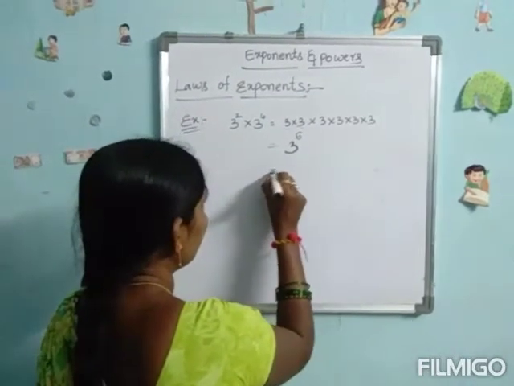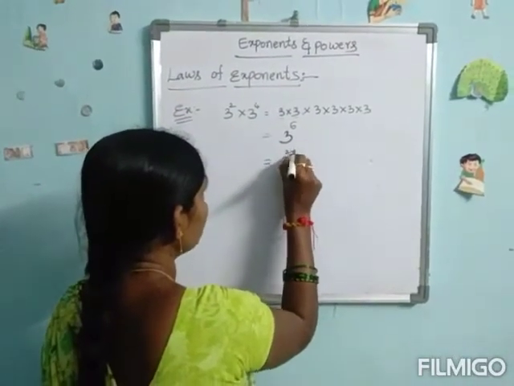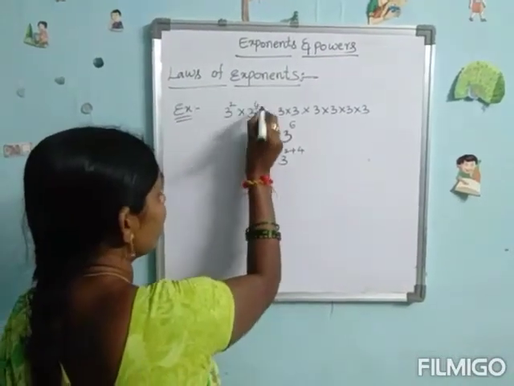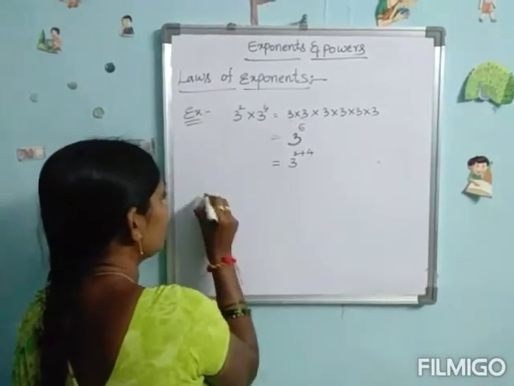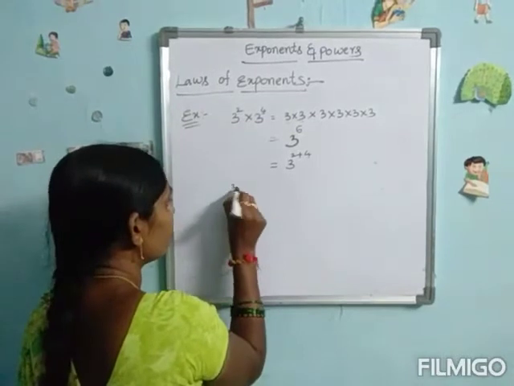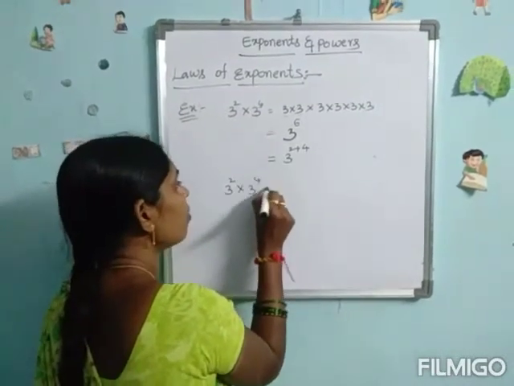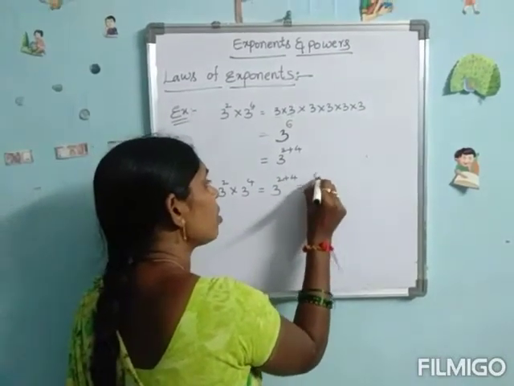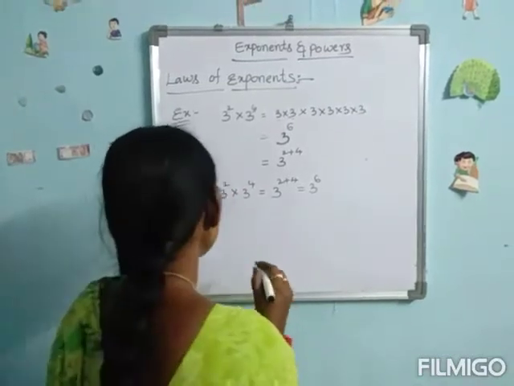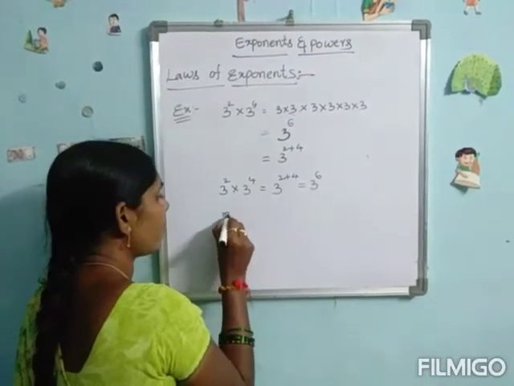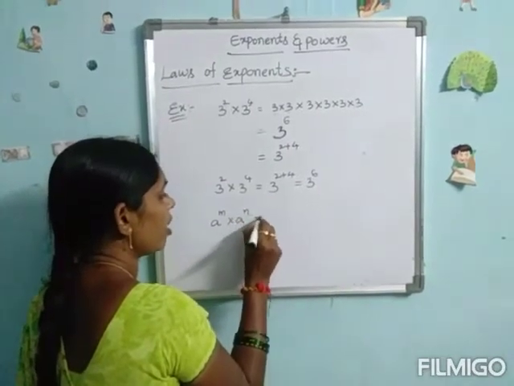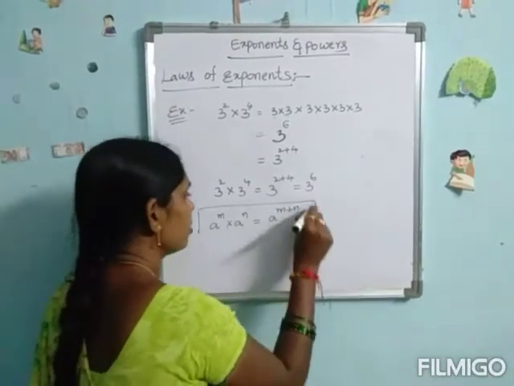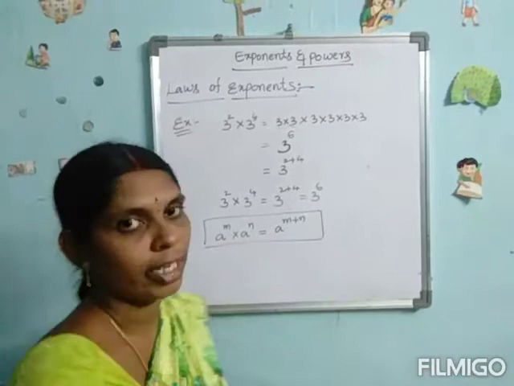So is it possible to write this as 3 to the power of 2 plus 4? 6 means we can write 2 plus 4, which are the exponents here. So finally what we got here: 3 to the power of 2 into 3 to the power of 4 equals 3 to the power of 2 plus 4, which equals 3 to the power of 6. So generally we can write a to the power of m into a to the power of n equals a to the power of m plus n. This is one law in exponents.